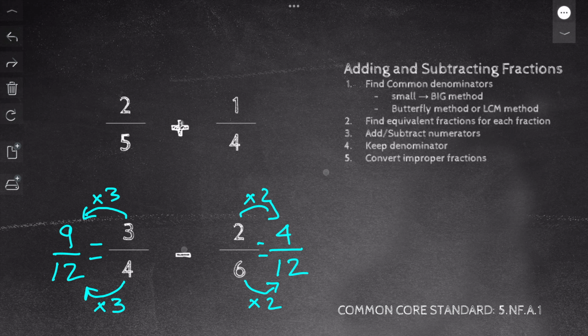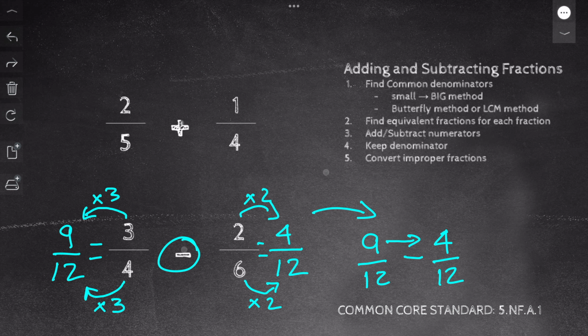Now I'm ready for my problem. To set it up, I'm going to move over in this area because I ran out of space below. So I'm going to set up 9/12 minus 4/12. Remember, we subtract straight across, so 9 minus 4 equals 5. And then I go ahead and keep my denominator. So my answer is 5/12.